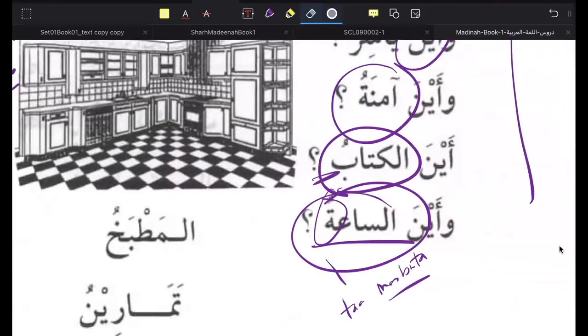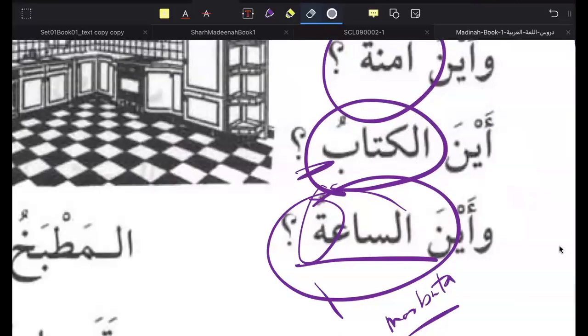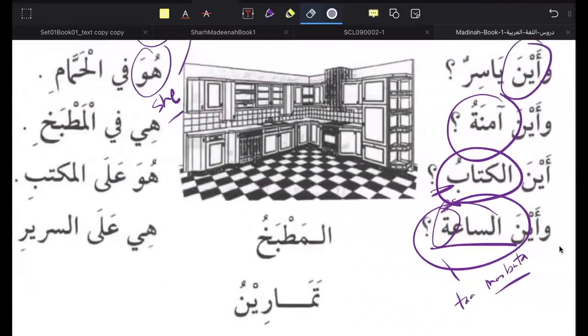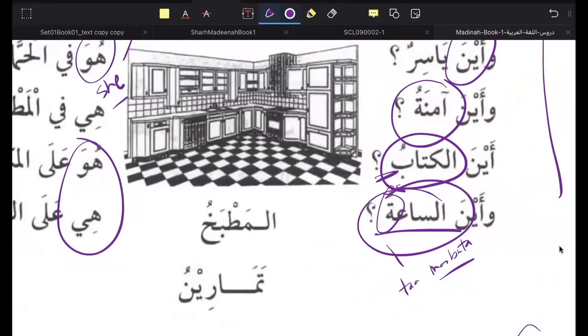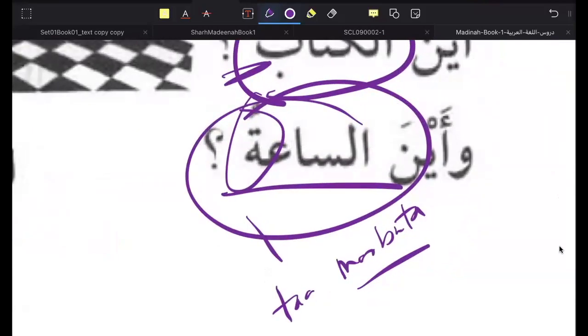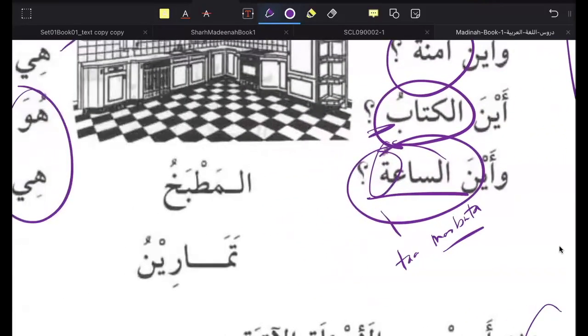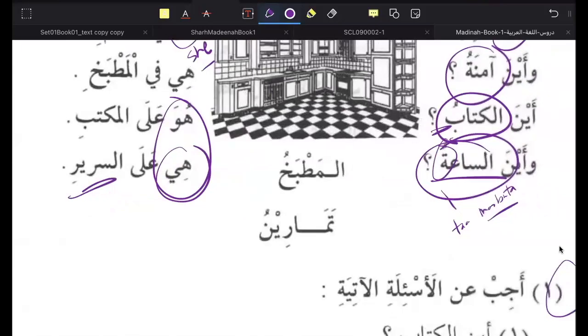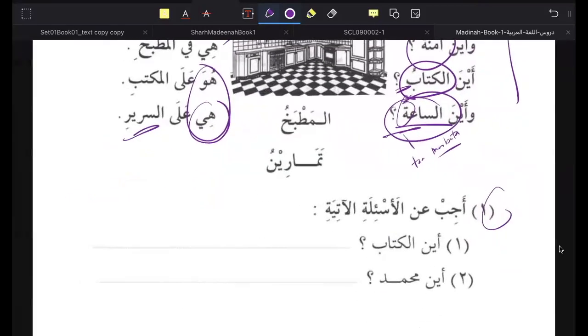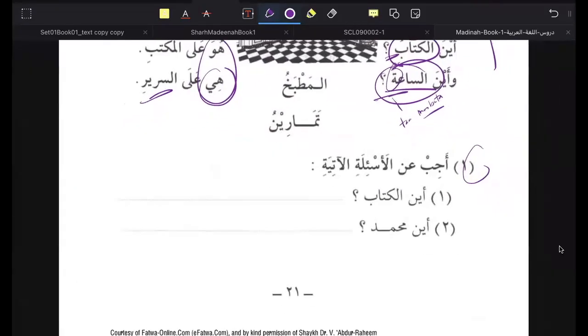We want to say Ayna al-kitab, where is the book? We want to say it is on the desk. So now we have only two options. Do we use hiya or huwa? Since there's no ta marbuta, we say huwa. Now here he's asking wa ayna sa'a, where's the watch? We have to say it is on the bed. We don't have the word "it", so we say hiya. Why do we say hiya? Because it has ta marbuta. So for now, that's all you need to know.